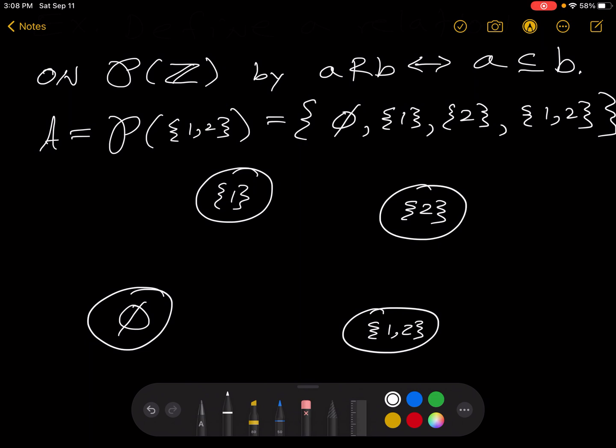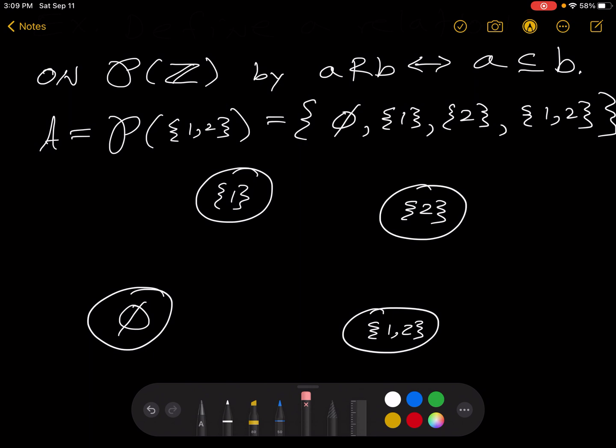Right, and now we want to think, okay, let's start with reflexivity or reflexive. A is related to B if A is a subset of B. Now remember, A and B are subsets. They're elements of this set. So for our small example, A and B are any of these sets here.